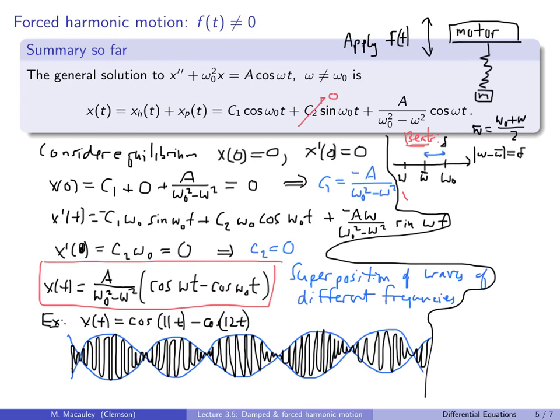So we have x of t is A over omega naught squared minus omega squared times cosine of omega t minus cosine of omega naught t. Let me put parentheses in there. All I did there is copy this thing here, and now you can use trig identities. The difference of two cosines, there's a neat trig identity that allows you to write this whole thing as, actually let me give myself a little more room for that.